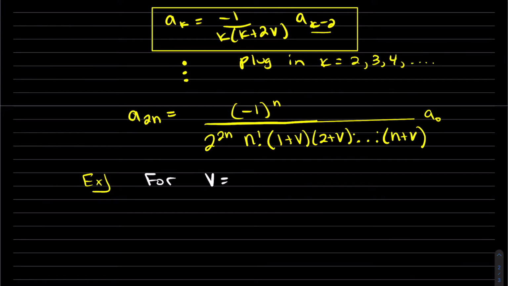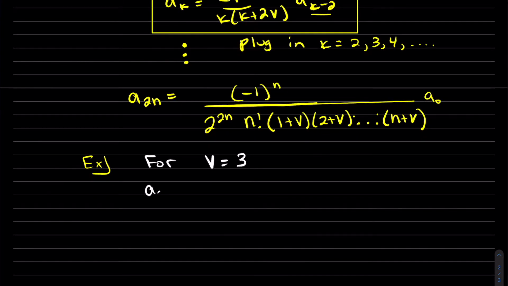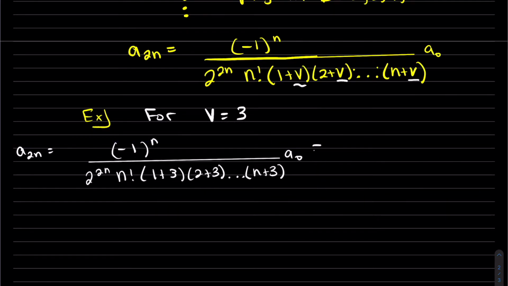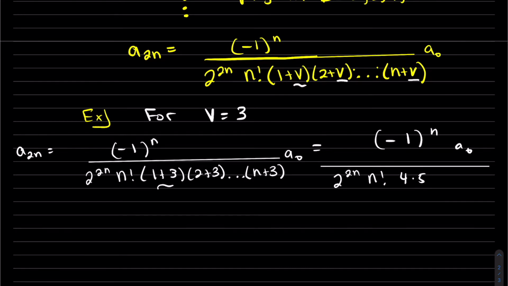For v equal to 3, we get a sub 2n, you get 1 plus 3. See, we just plug in here, here, and here. 2 plus 3, n plus 3, a naught, which simplifies, 4 times 5 times 6, to n plus 3.